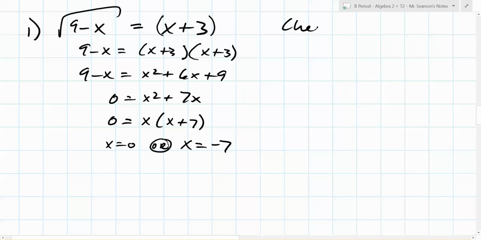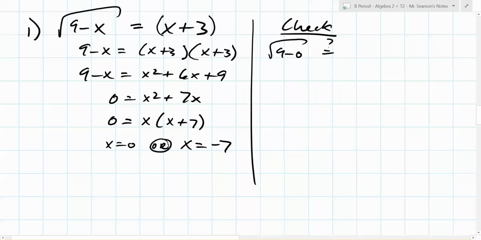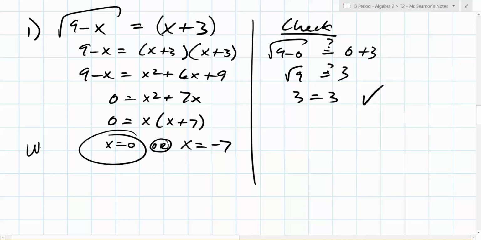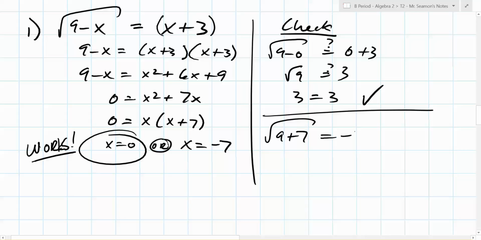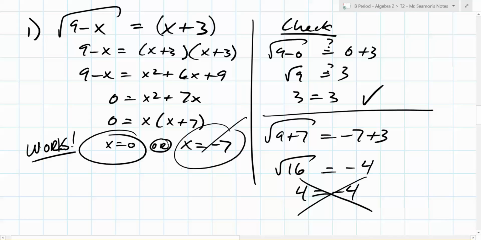So then literally on your test, write check. I like this because it keeps it separate and it makes it so that you understand what you're doing and why. So then you plug in 0. So 9 minus 0, does that question mark equal 0 plus 3? Square root of 9, does that equal 3? Well, 3 does equal 3, so 0 works. Then what do you plug in? Negative 7. So you have 9 plus 7 equals negative 7 plus 3. So it's the square root of 16 equals negative 4. Does 4 equal negative 4? No. No. So this one is not a solution. Then you'd be done.